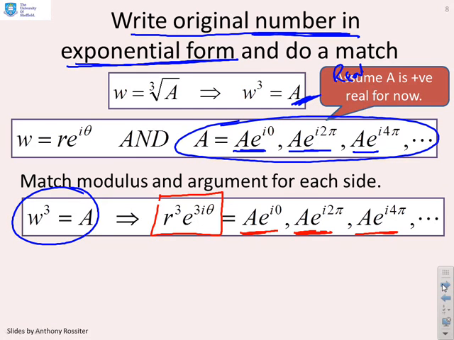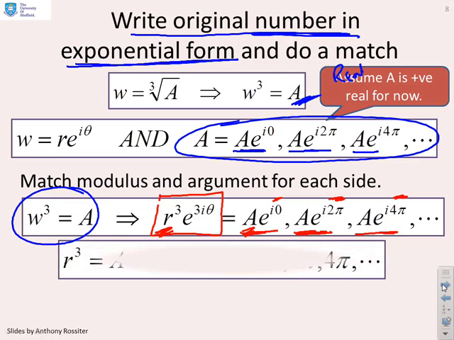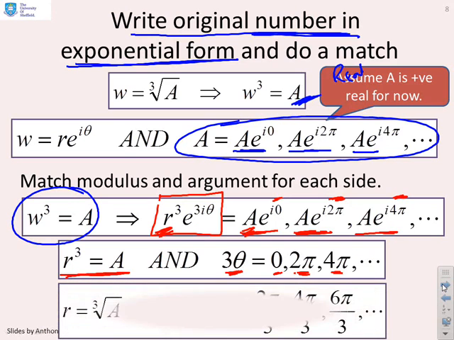And what you can see, therefore, is if I equate the moduli, I get r cubed equals a, and if I equate the phases, I get 3 theta equals 0, or 2 pi, or 4 pi, or so on. So there's the summary. I get r cubed equals a, and 3 theta equals 0, or 2 pi, or 4 pi, or 6 pi, or 8 pi, and so on. And there we have the answer, therefore. So r is the cube root of a, where a is a positive number, and theta is going to be 0, or 2 pi by 3, or 4 pi by 3, or 6 pi by 3, and so on.